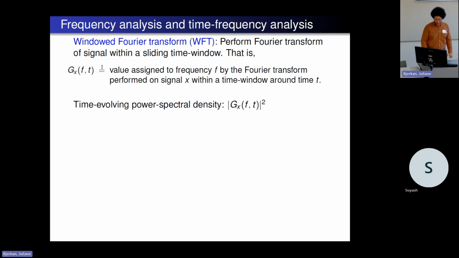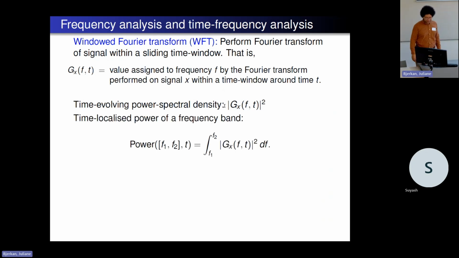And so using this, we can get a notion of a time evolving power spectral density, which is just the squared modulus of this quantity. And then, just as before, we want to take the power of a frequency band, but now we can follow that in time. So the time localized power of a frequency band, once again, is the integral over the frequency range of the power spectral density. But now it depends on time. So the power of this frequency band depends on time. So it's a time localized power.